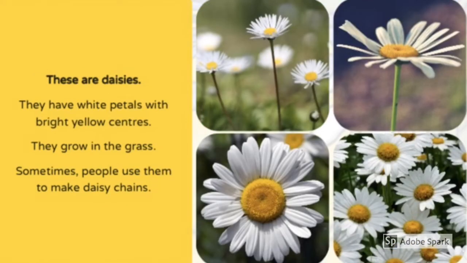Daisies are wildflowers. They have white petals with bright yellow centres. They grow in the grass, and sometimes people use them to make daisy chains. I'm sure, year 1, that you have all seen a daisy in our field.